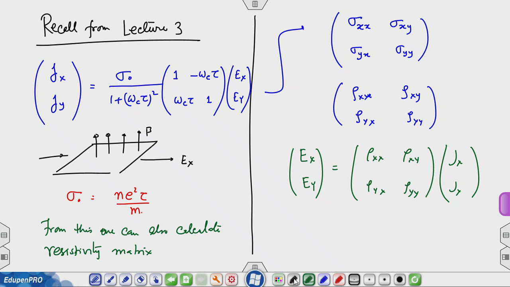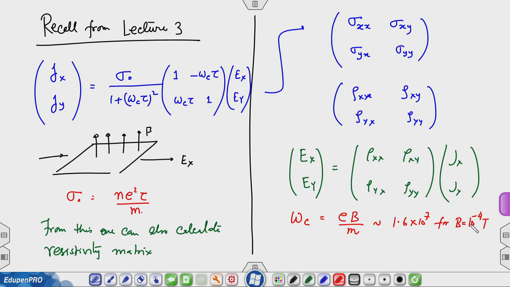Omega c here is the cyclotron frequency, which is eB by m, and for a field of 1 Gauss, it comes out to be 1.6 times 10 raised to 7, for B equals 10 raised to minus 4 Tesla.